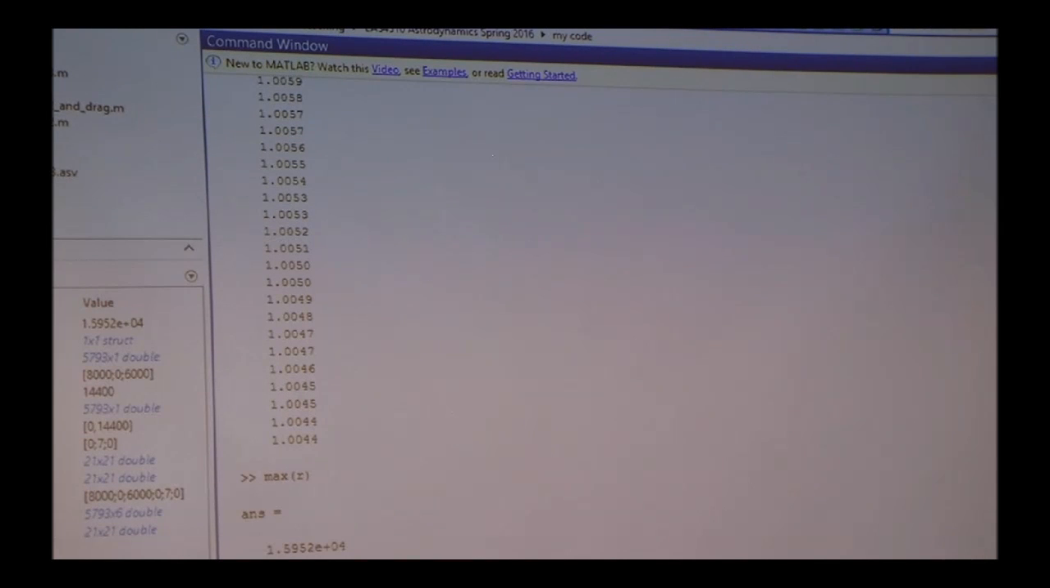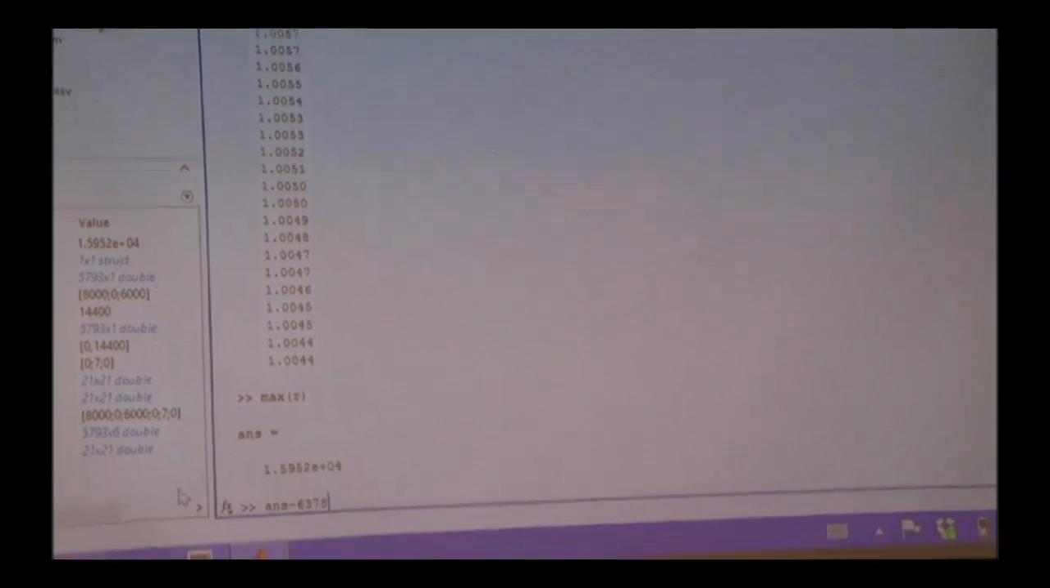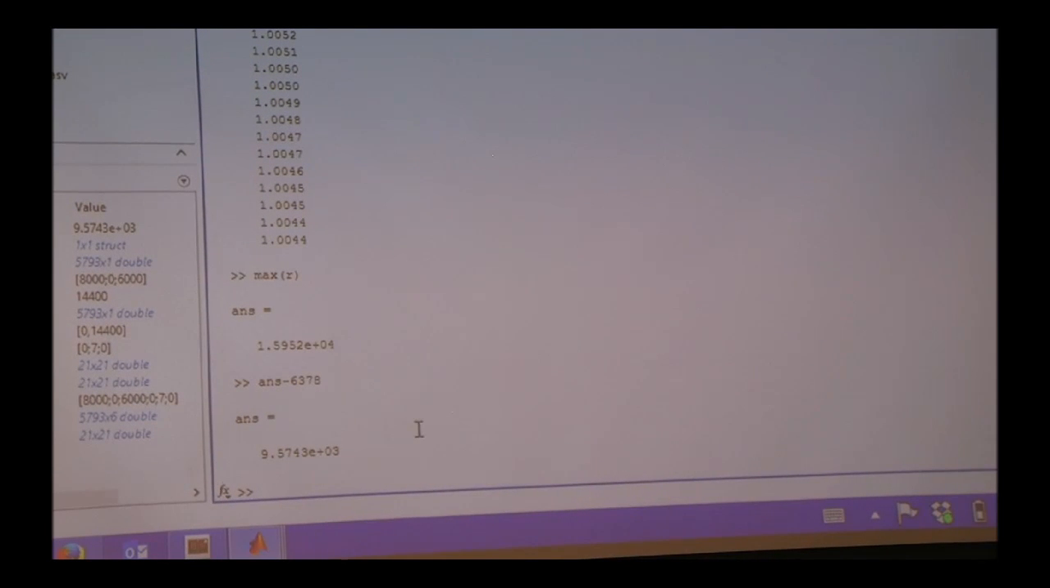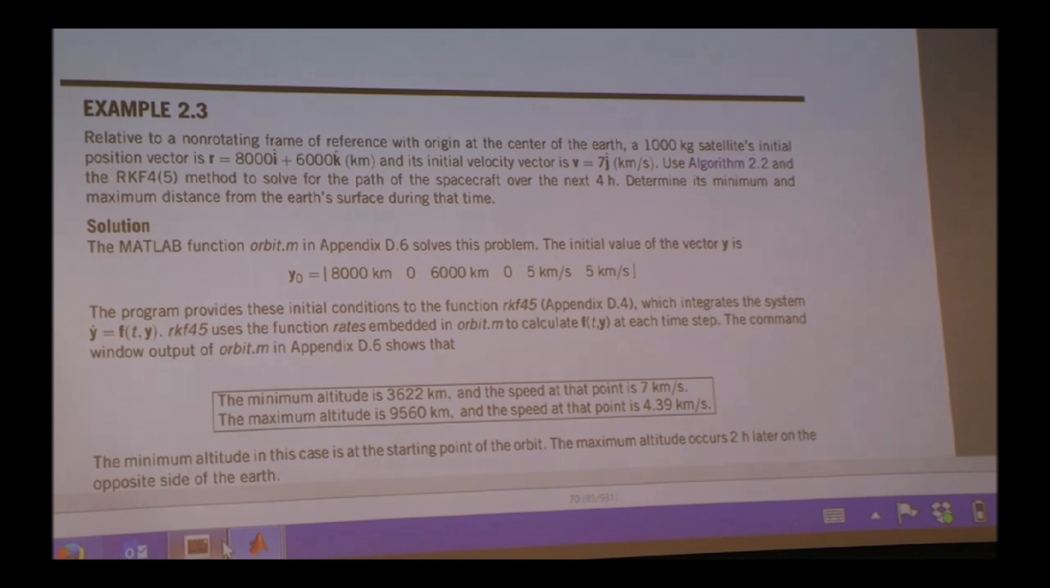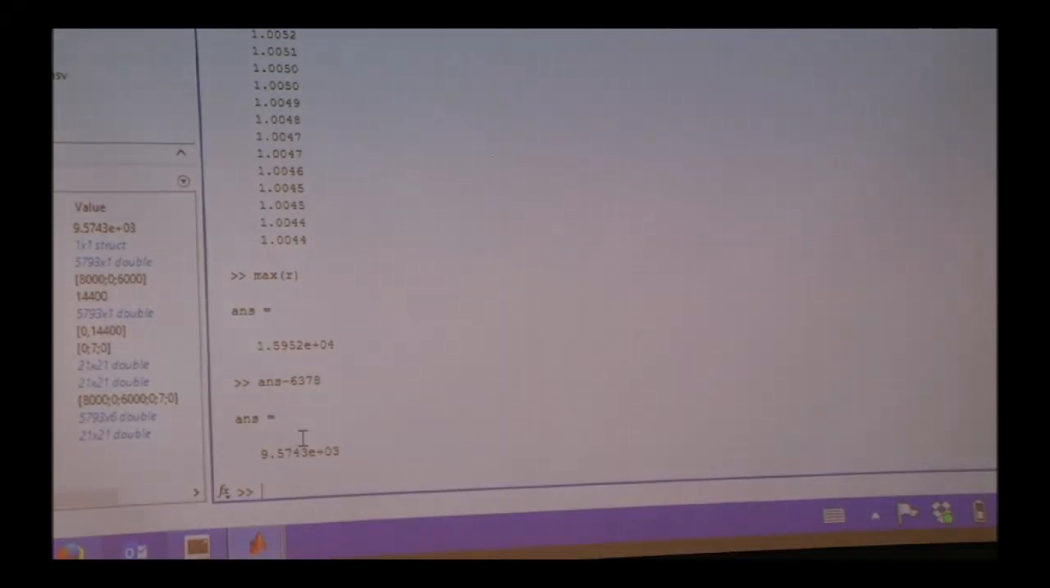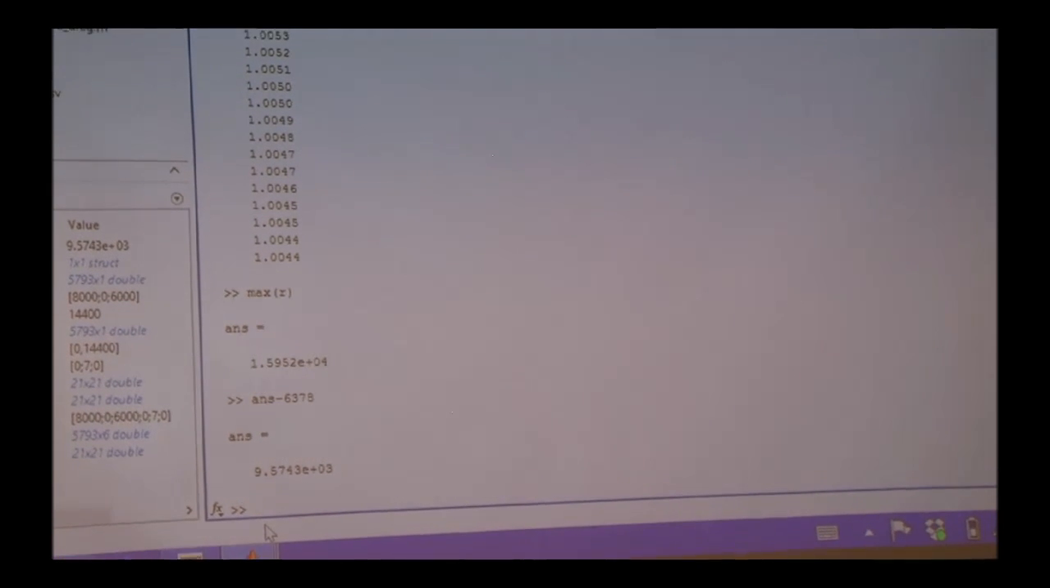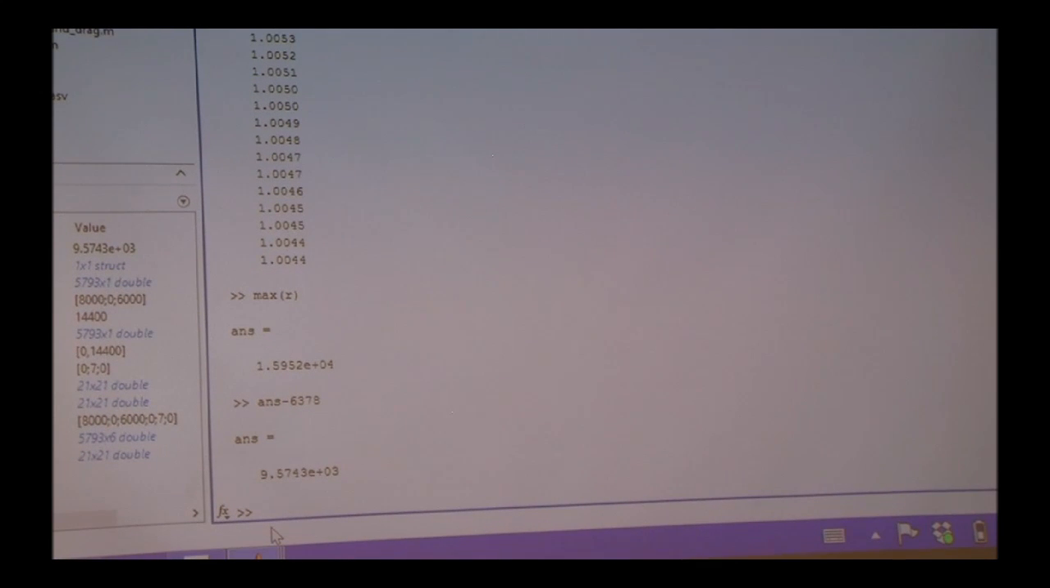Assuming I've done it right. Okay, that's the number. Now the height. So I should do answer minus 6378. Okay. I don't know if it matches what they have. Probably not. Maximum altitude is 9560 kilometers. Who knows? Yeah, that's close. I don't know what accuracy of numerical integrator they're using, but it looks pretty close to me. There is a change of what, 10 kilometers?